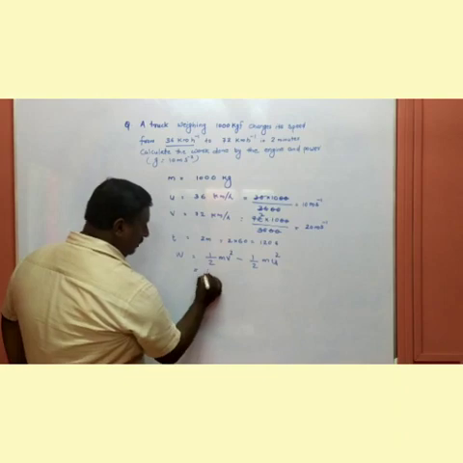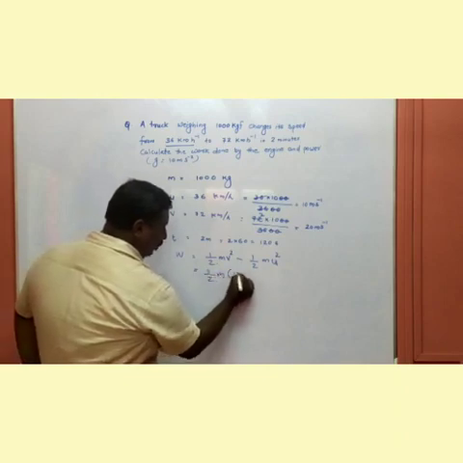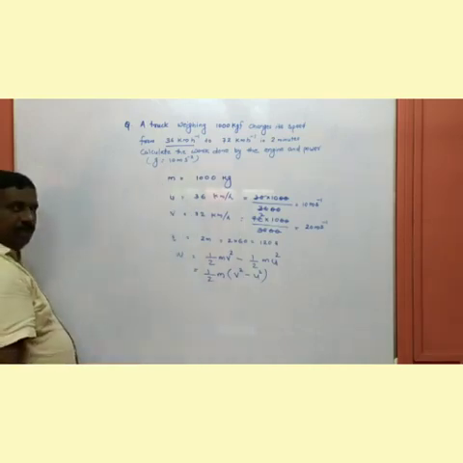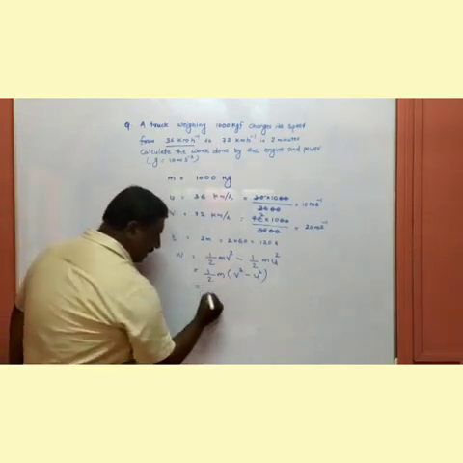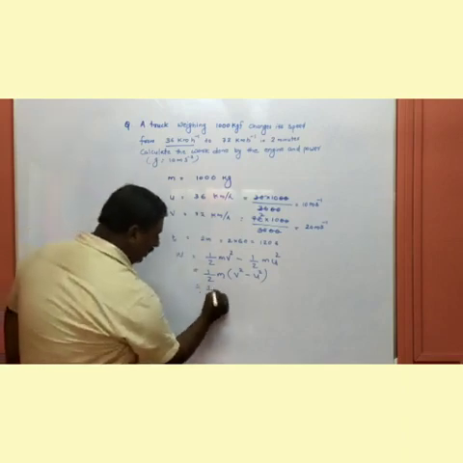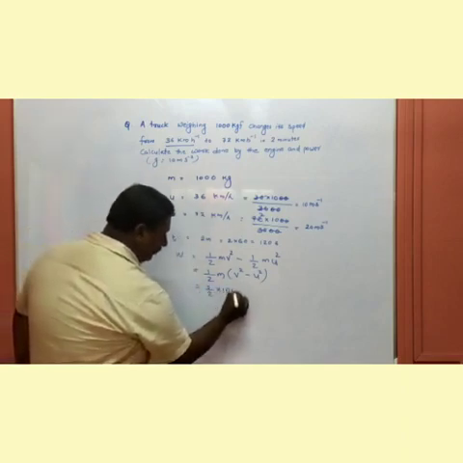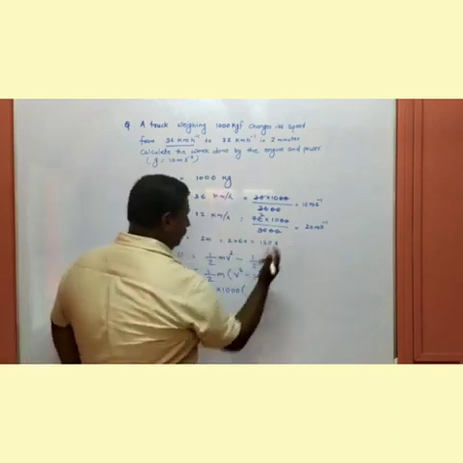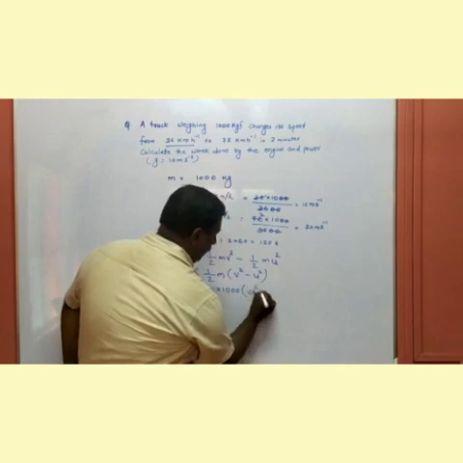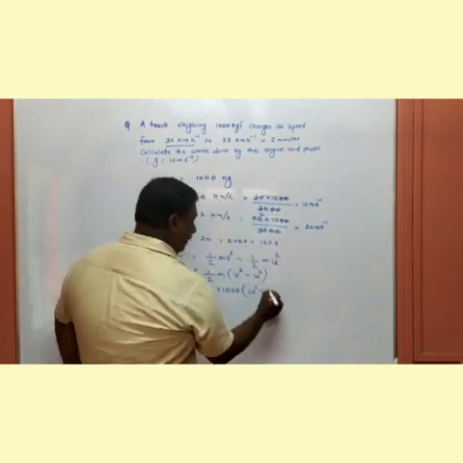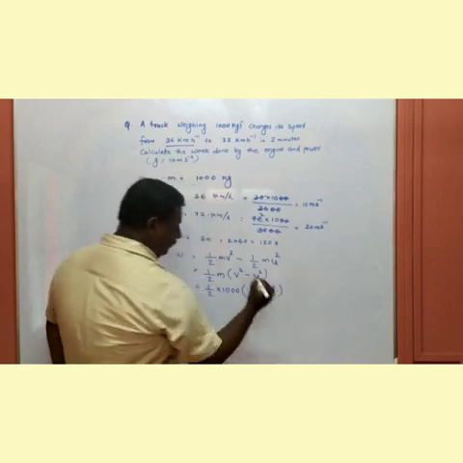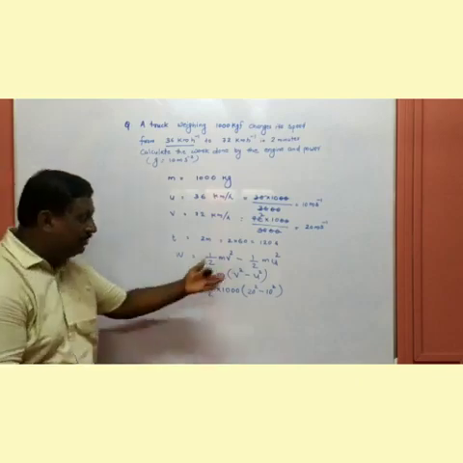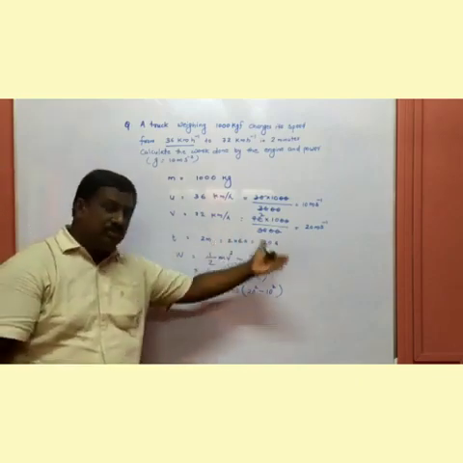Then I can take half m as common: half m into v square minus u square. Can you follow me? Then substituting the values, half into 1000 into v square. V means the final velocity that we solved, 20 square, minus u, the initial velocity, 10 square. Okay. I can solve simply. There is no need to find the square of 20 or the square of 10.